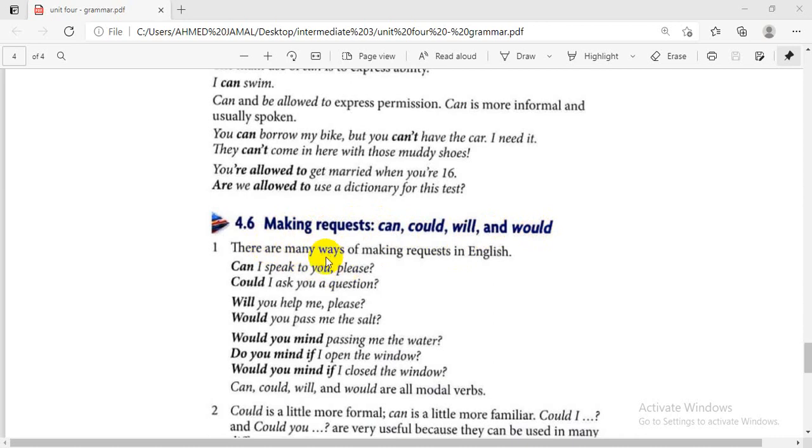There are many ways of making requests in English.